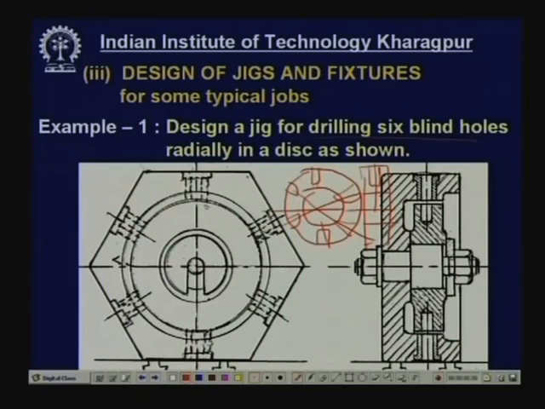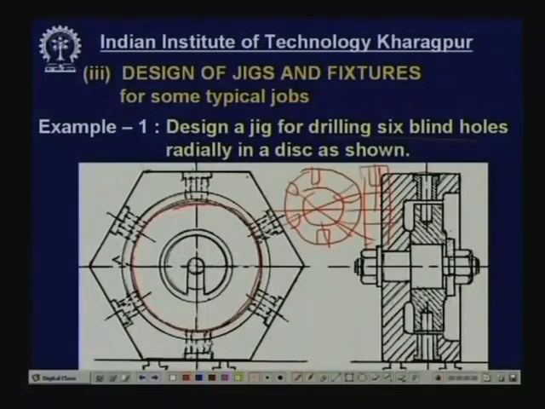So this is the disc in which 6 holes have to be made. Now how will this be done? This can be done in a number of ways. One method has been shown here. You take a box-like jig, hexagonal. Now this is a hexagonal box which has got a mandrel inside.